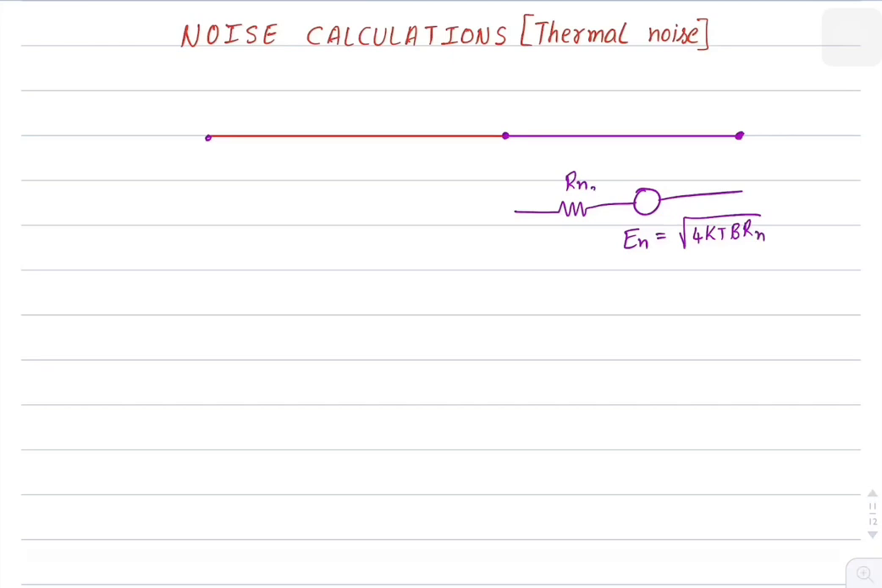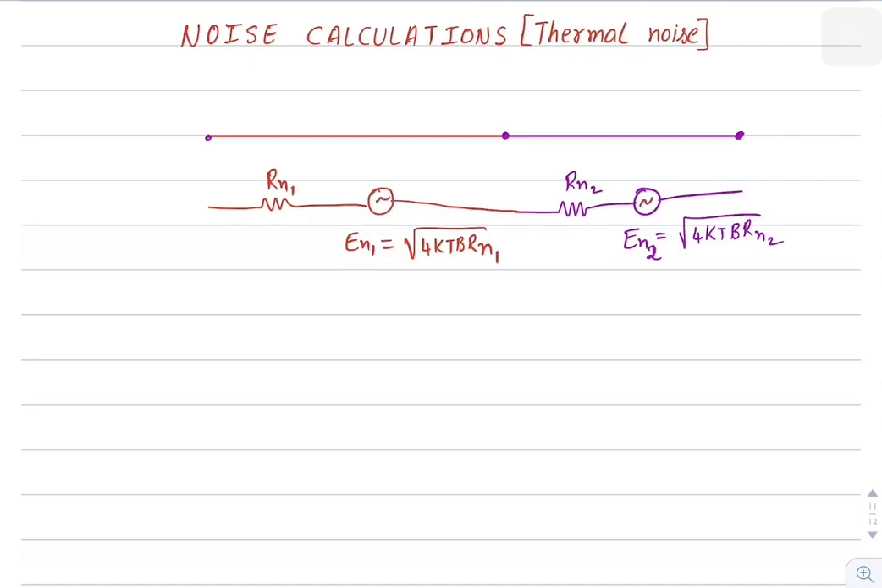Let us say this is the second conductor, this is Rn2, here is also Rn2. Similarly, the mean square noise voltage generated is En2. For the first conductor also, you can represent it with a resistance in series with a noise voltage source, En1 equal to root over 4kTBRn, where Rn is the noise resistance of the first conductor. Let's put it as Rn1.